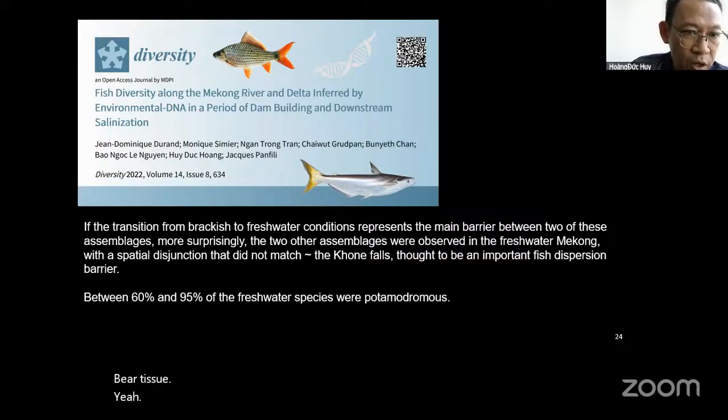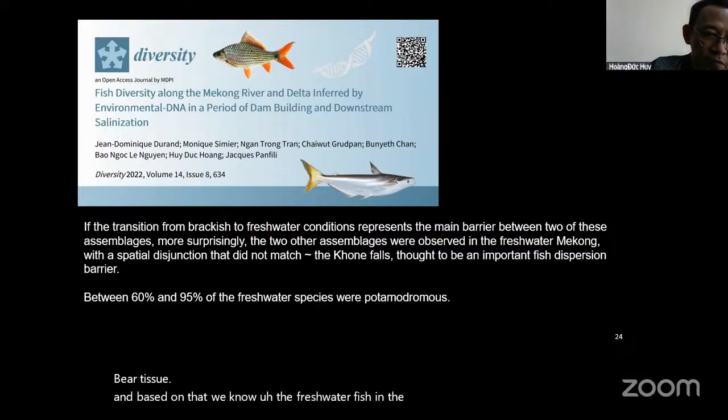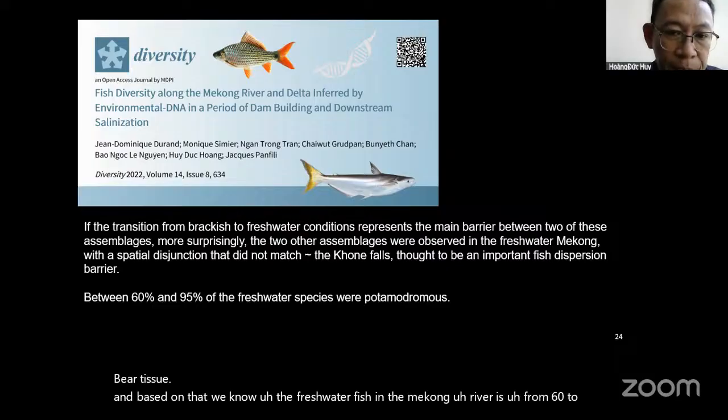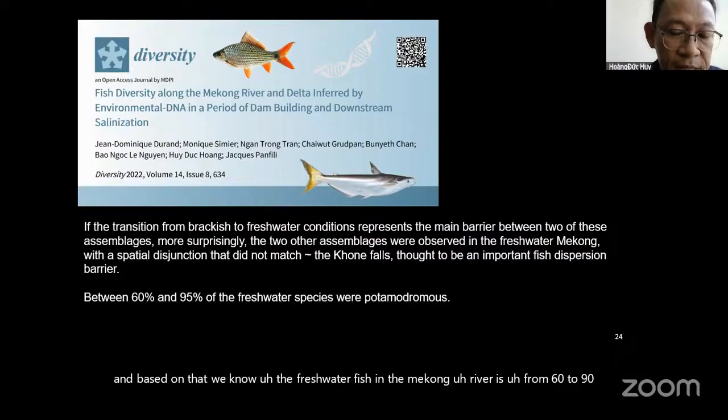And based on that, we know that 60 to 90% of the freshwater fish in the Mekong River are potamodromous. That means they migrate in the river.